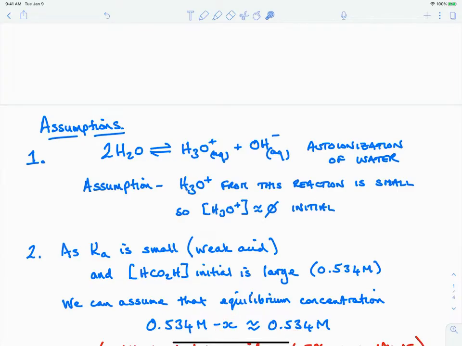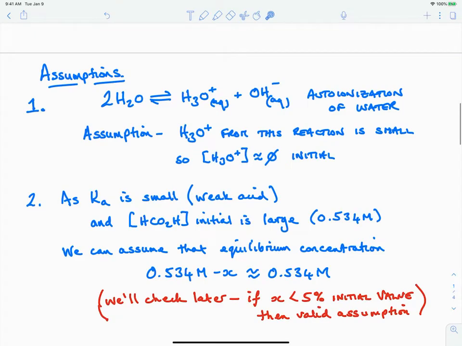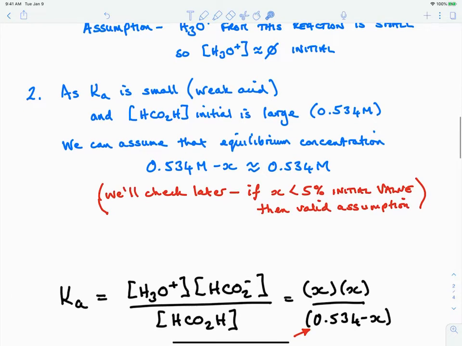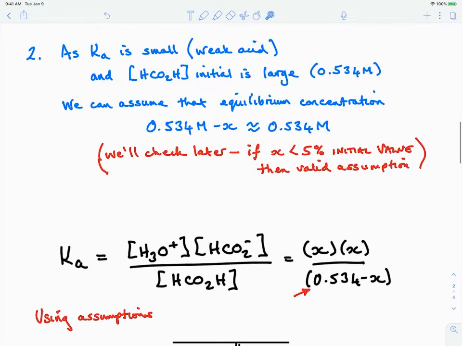And of course we're going to test this later, and the way we can test this is we can determine what this value of X is. We can determine what percent of the initial value X was, and if X is less than 5% of the initial value, then this assumption is valid. And between you and me, for most weak acids that start in relatively concentrated amounts, this is indeed a valid assumption.